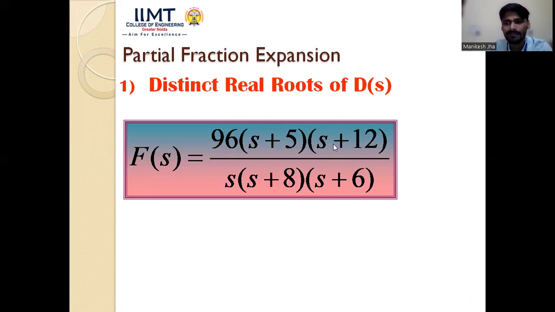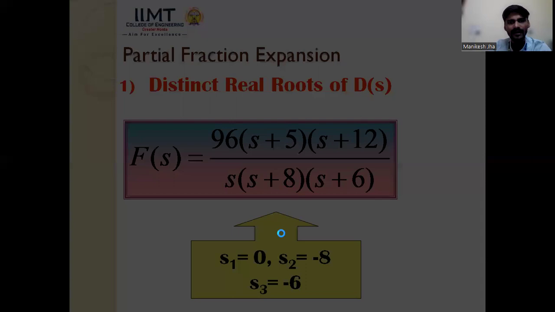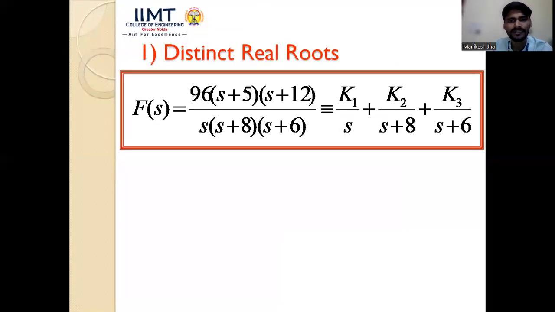When we are solving using the partial fraction method, first we have to find the number of poles. Where is the pole location for this signal? We already know that a pole is a root of the denominator. The denominator part is s into s plus 8, s plus 6. So what are the roots? s equal to 0, s equal to minus 8, s equal to minus 6. So we are getting S1 is 0, S2 is minus 8, S3 is minus 6. So three poles we are getting, and all three poles are distinct.